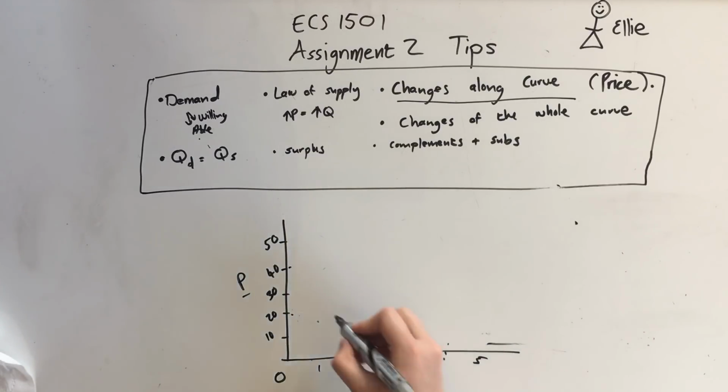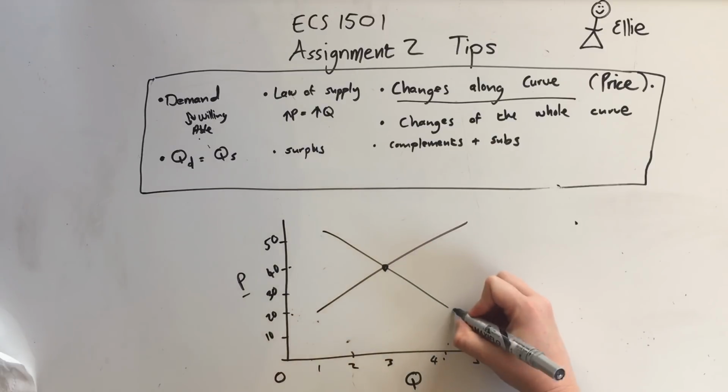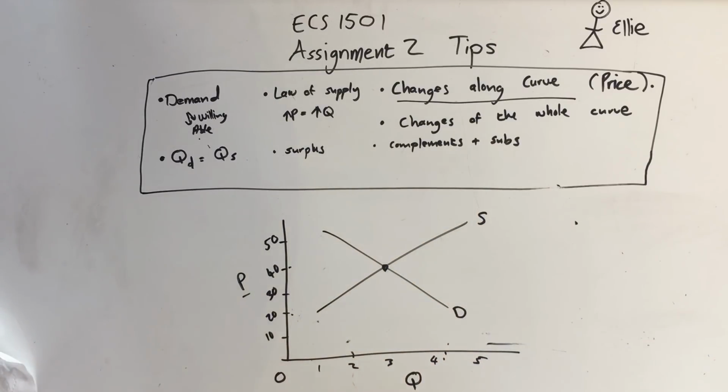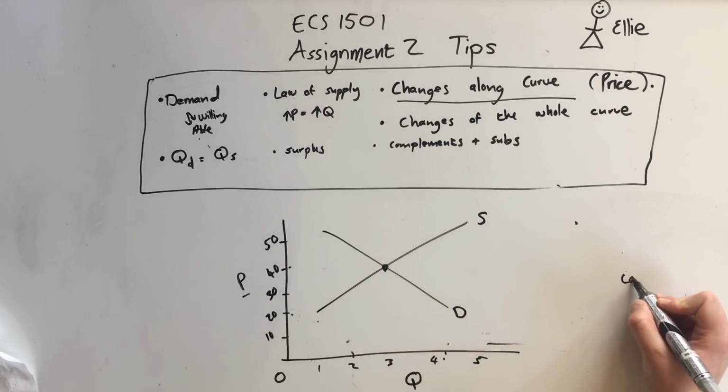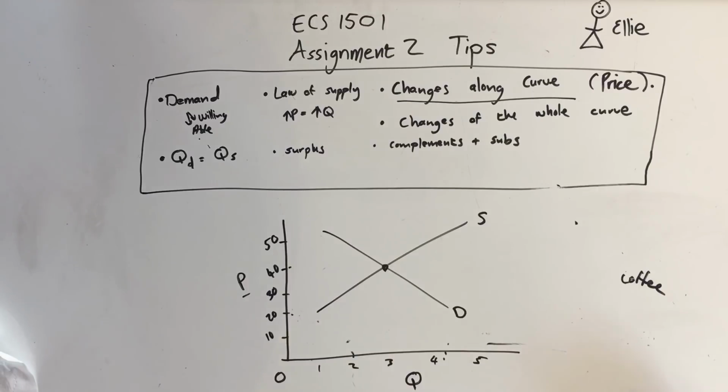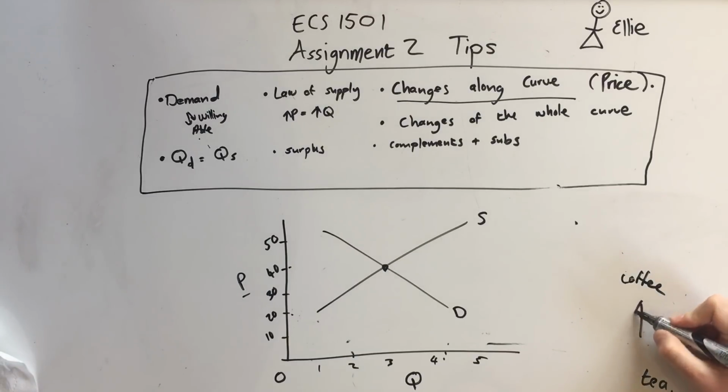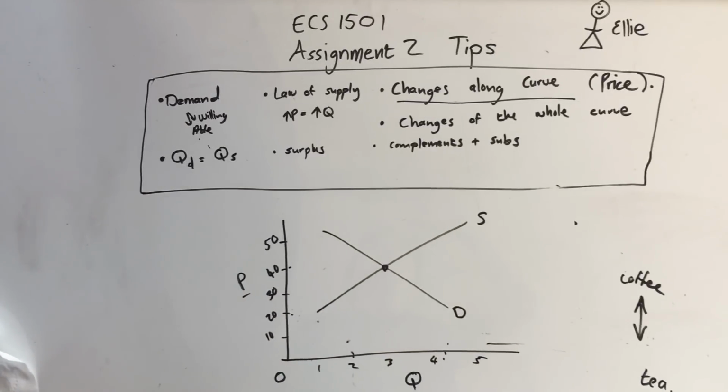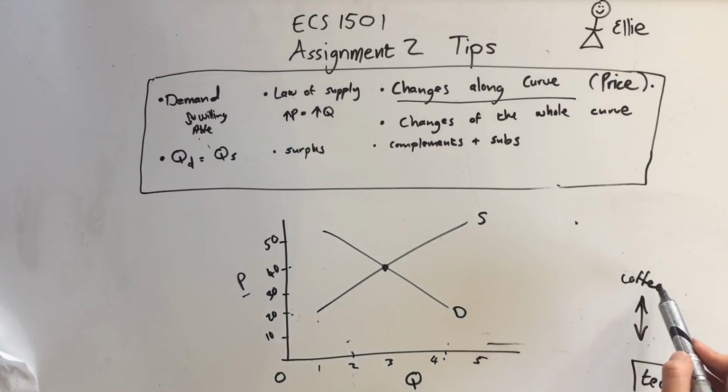Okay, if you have supply and demand, this is always demand, this is always supply. And let's say this is a product like coffee. Now, if they tell you that the price of tea, let's assume that coffee and tea are substitute products. Okay, coffee and tea are substitute products. You can assume that if they are substitute products, a change in this one will affect that one and vice versa. So if the price of tea goes down, more people will be willing to buy tea.